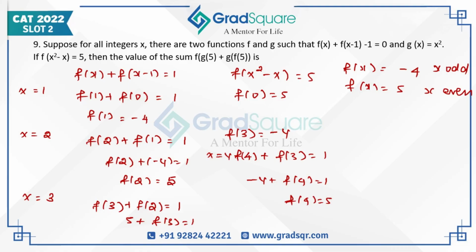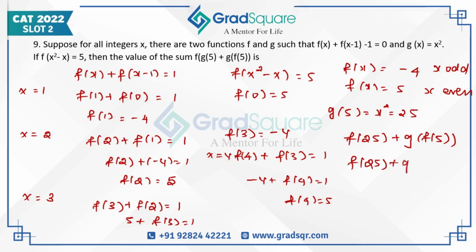And we are required to calculate the value of f of g of 5 plus g of f of 5. We also know that g of 5 is x square, which should be equal to 25. So f of 25 plus g of f of 5, and f of 5 is what? 5 is an odd number. Whenever we get an odd number, it should be what?